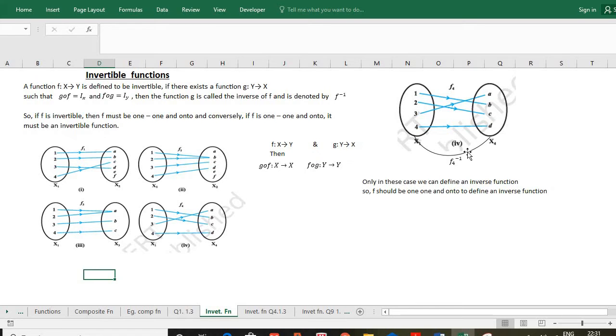So what we can say is, only in this case can we define the invertible function, when the function is 1-1 and onto. Basically, to prove any function is invertible, we will prove whether it is 1-1 onto, meaning it's a bijection, or if we have been given g, then we can prove these two conditions, and then also we can say the function is invertible. So let us take some examples for invertible function.